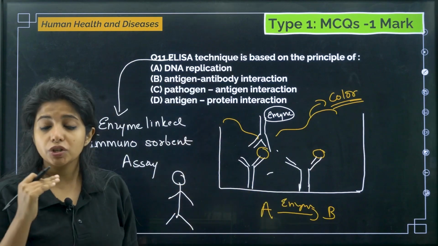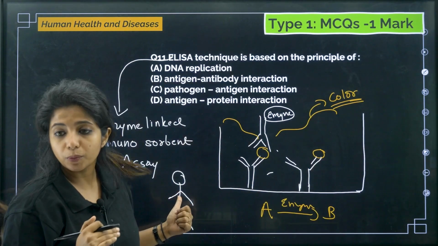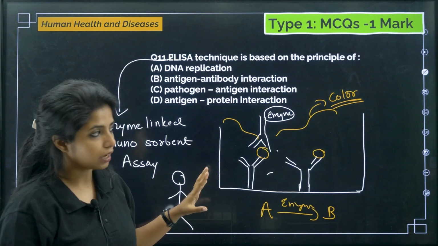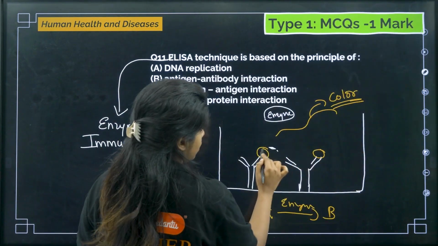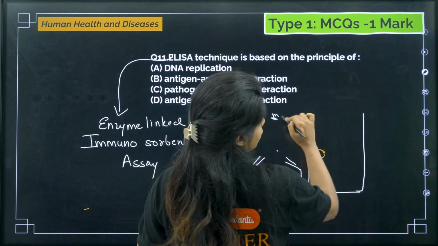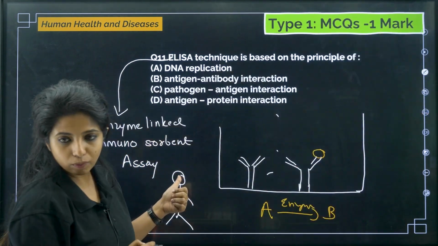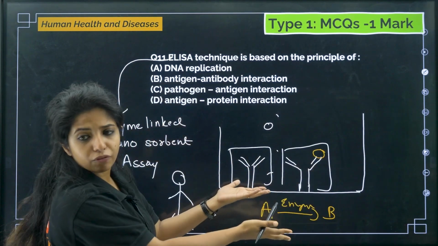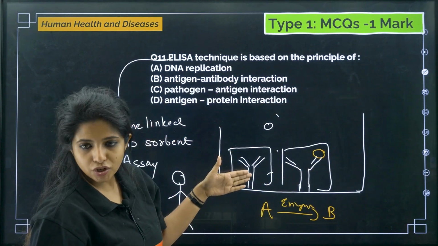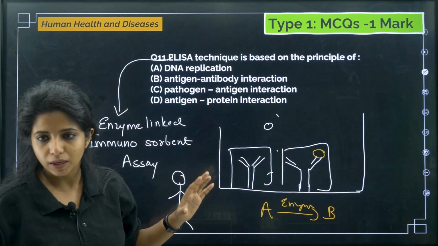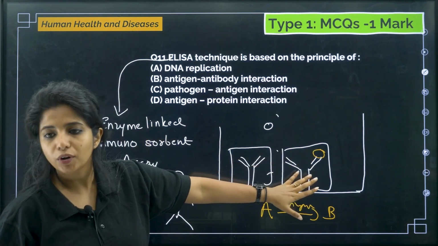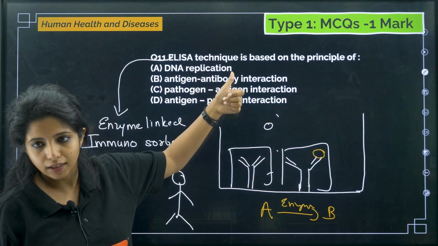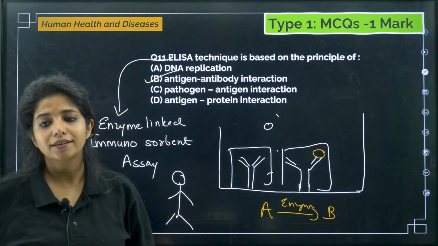Now, if this coloration is there, what do you understand by this? That this particular person has HIV AIDS. If this person did not have HIV AIDS, then obviously the antigen which was being produced from this particular person would not have come and bound on these antibodies, and they would be free. So no other antibodies can come and attach, and no such reactions would be taking place. So the antigen and antibody reactions are one major thing used in the ELISA technique. So this will be your correct answer.